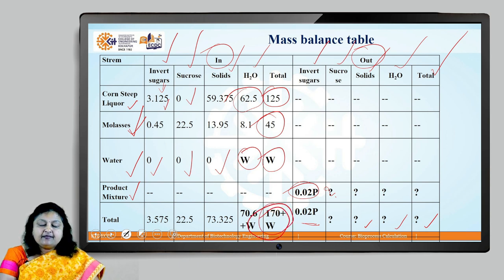The assumptions are important initially, like the basis. The assumption is the process is run at a steady state. This is a continuous process and it is run at a steady state. That assumption is important. And for steady state, the mass balance equation which is applicable is mass in is equal to mass out. So we can write the total mass balance equation as total mass in is equal to total mass out.